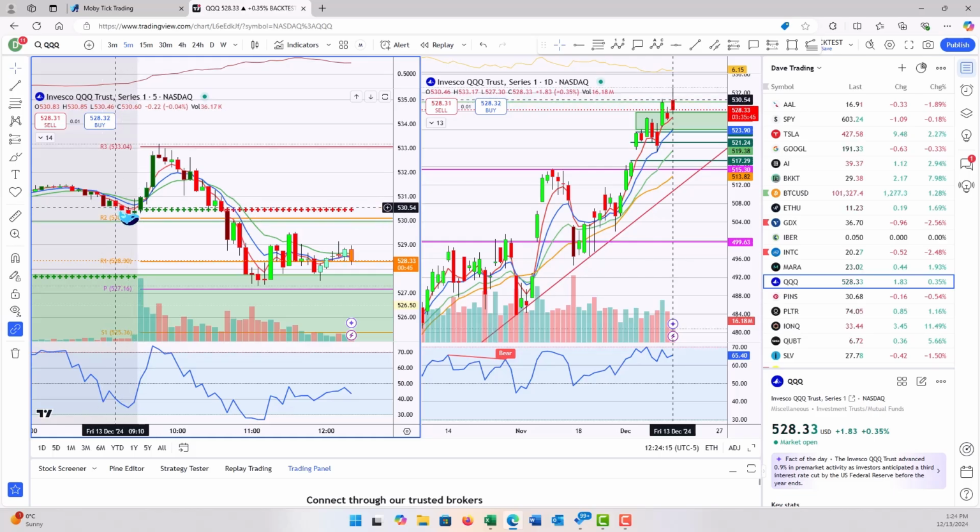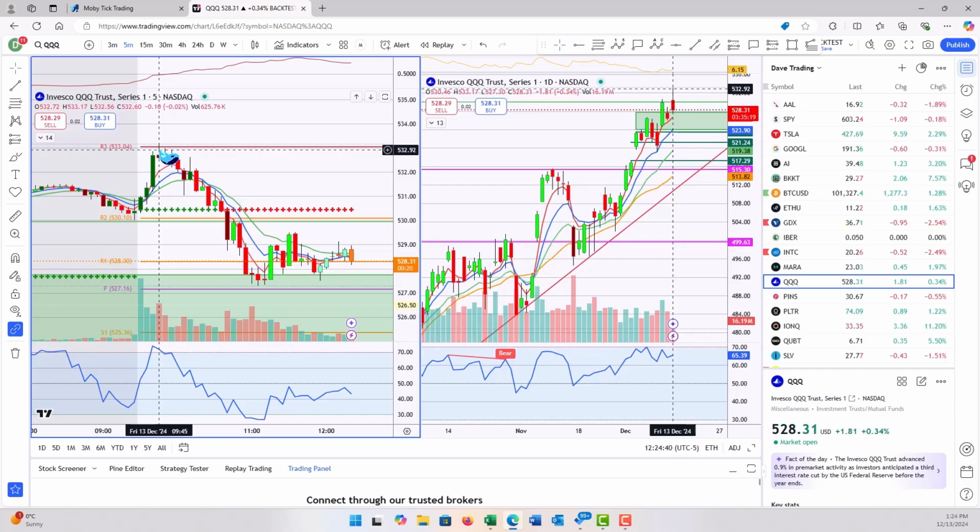At the open, we came back, bounced off R2, with increasing volume right at the open, which we expect in the first 5 minutes. And then this one went right up to our target. So from the open here, from 935 right up here to 945, we made our money on the Qs. So we're all set there.